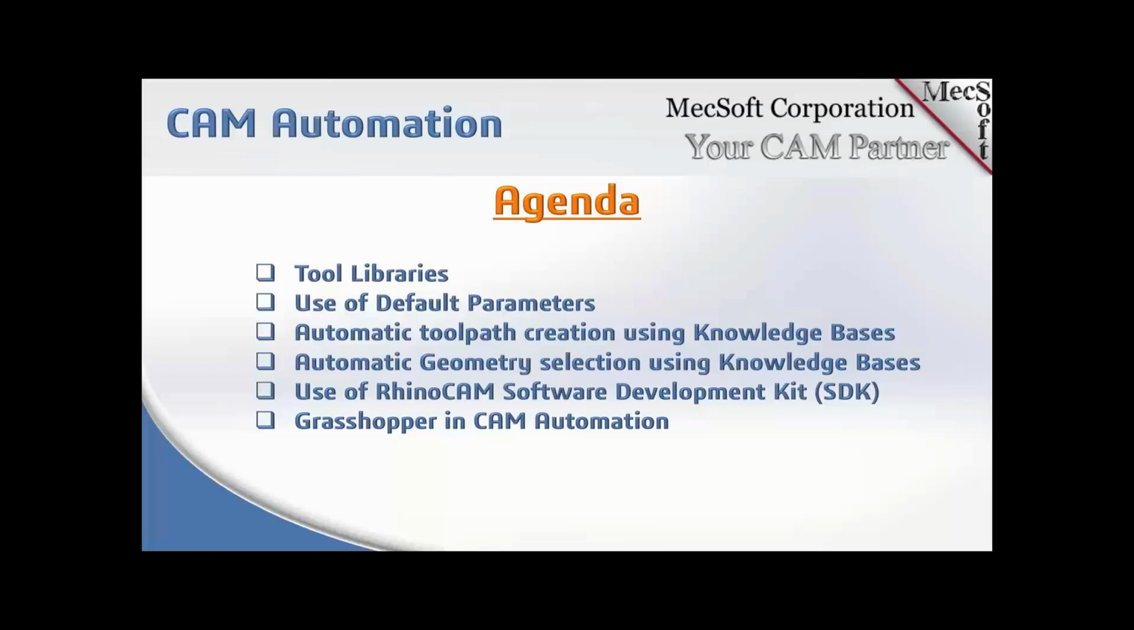And then we'll also go a little bit into talking about how to select geometry in knowledge bases. Initially we'll just show you how the knowledge bases work, and then we'll talk about how we can actually select geometry into knowledge bases for control of machining. And then we're going to be talking about the SDK, or the Software Development Kit, from RhinoCAM. And then finally, we're going to touch upon Grasshopper, how you can use Grasshopper in CAM automation.